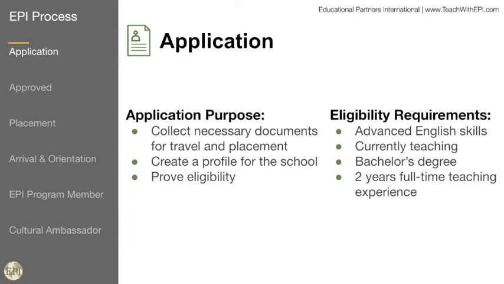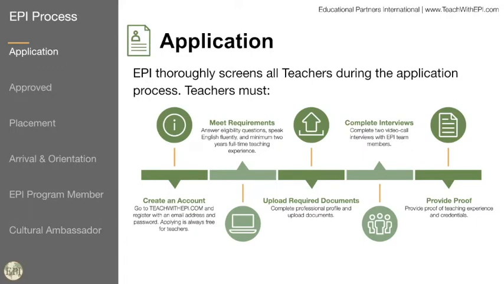The first step in the EPI process is the application. EPI's application process is thorough and it does a few important things for you. First, filling out the application creates a professional profile for schools to look at when they are considering teachers for interviews. We also use the information you provide during the application to decide whether or not you meet our eligibility requirements. Some of the requirements for being an EPI teacher are that you are currently teaching, you have 2 years full-time teaching experience, and you have the equivalent of a U.S. bachelor's degree.